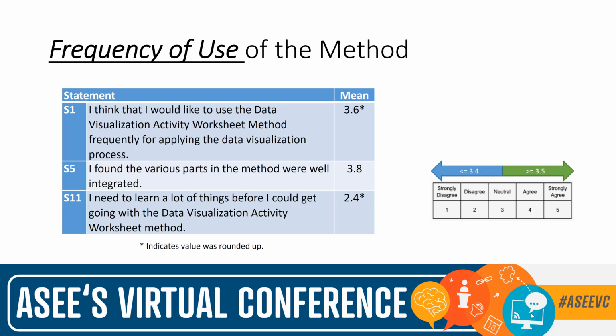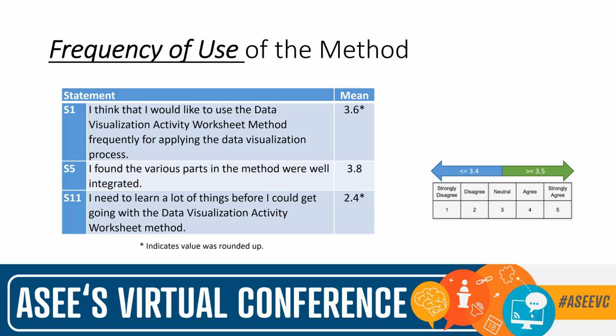Participants' perception of the frequency of use of the method was captured in statements 1, 5, and 11 on the post-worksheet survey. The mean value for statement 1 is 3.6, which corresponds to a neutral response. However, the mean value is above the study's threshold of 3.5 or higher and is leaning more towards agree. We conclude, on average, students agree they would like to use the data visualization activity worksheet method frequently when applying the data visualization process.